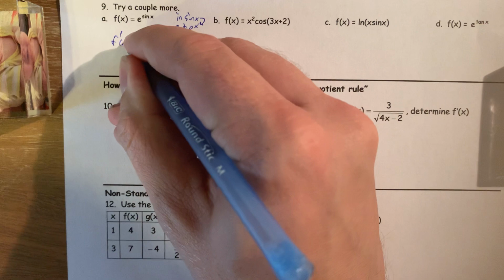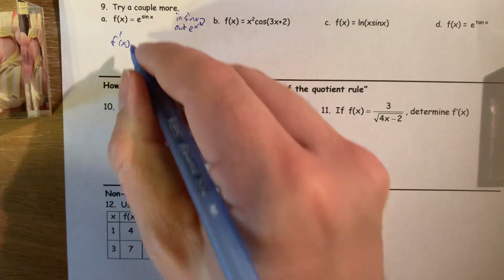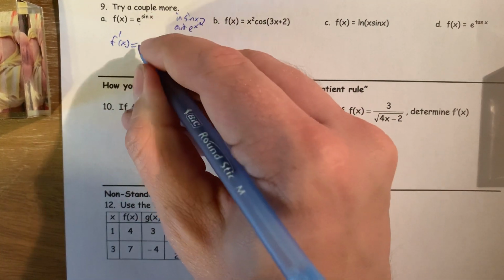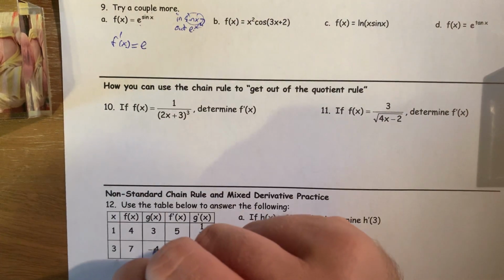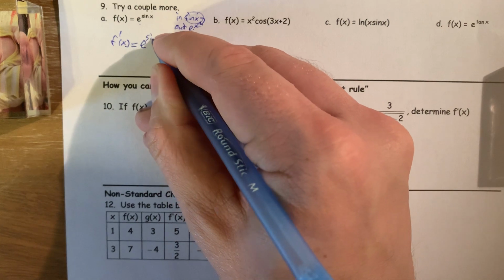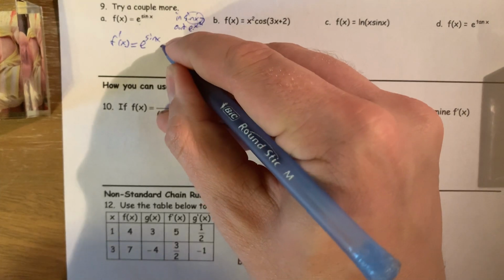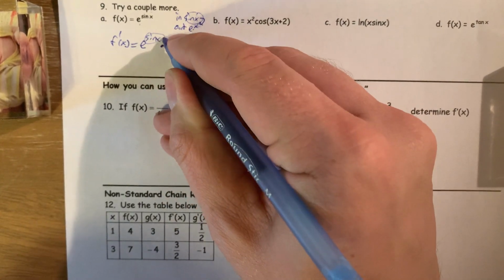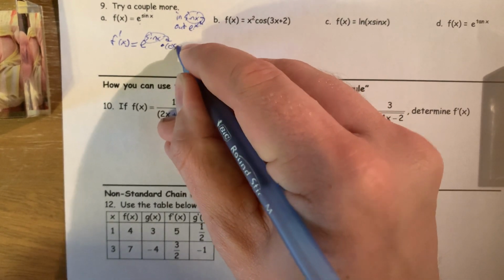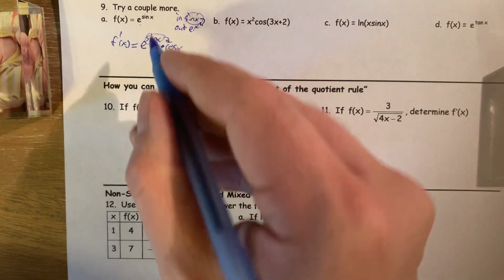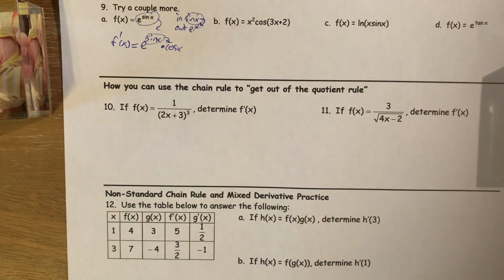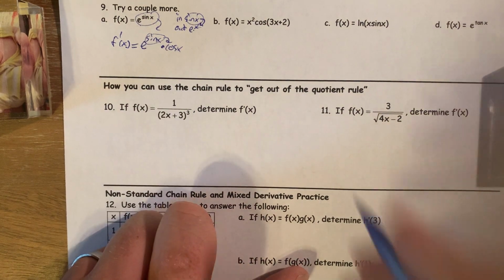So the derivative of e to the x, this is e to the something, the derivative will still be e to the x with the inside function still plugged in. So e to the inside function times the derivative of the inside function, which is cosine of x. So e to the sine of x cosine of x. This should make sense, right? That if the derivative of e to the x is e to the x, the derivative of e to the sine of x is e to the sine of x, times the derivative of what was inside there.